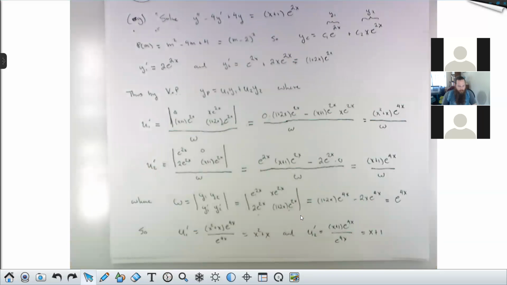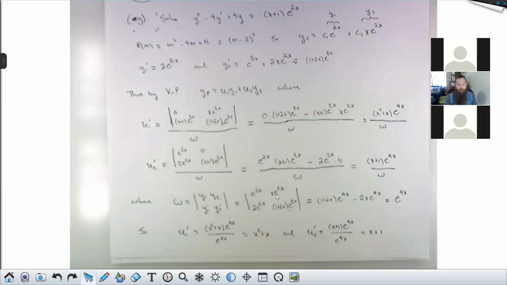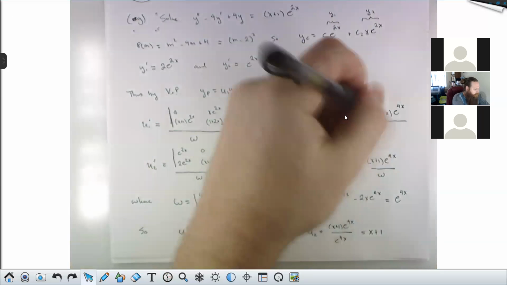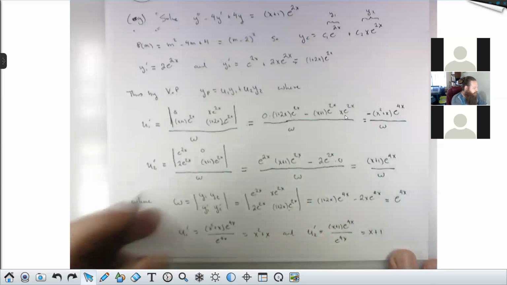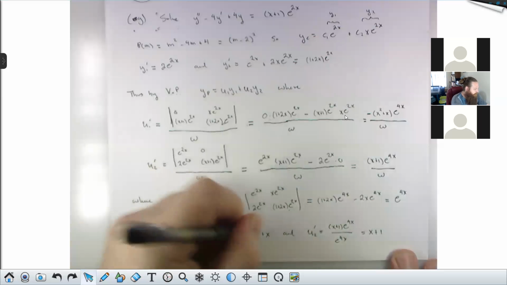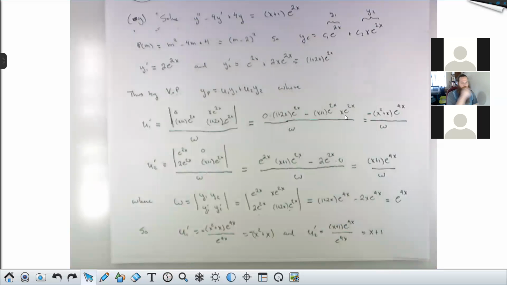Why isn't u1 prime negative? I'm sorry, could you say that one more time? Why isn't u1 prime negative? Oh, did I miss a sign here? Ah, it should be. Yes. Thank you, thank you. That should be negative because 0 minus something. So this is negative, which makes this negative. Yeah, good catch. Thank you.